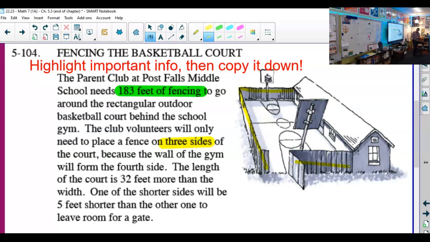Alex, what else? Like, what's the next thing we could highlight? We could do 32 feet. 32 feet more than the width. We need all of that, right? So the length, I'm going to go ahead and highlight length of the court is 32 feet more than the width. Okay. Gabe, what next?